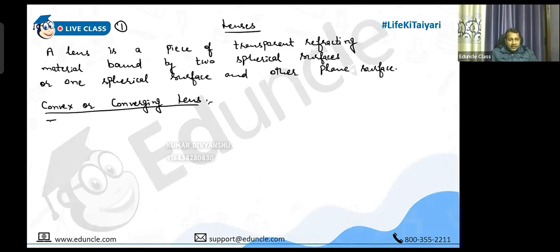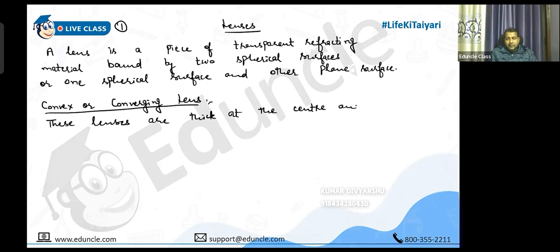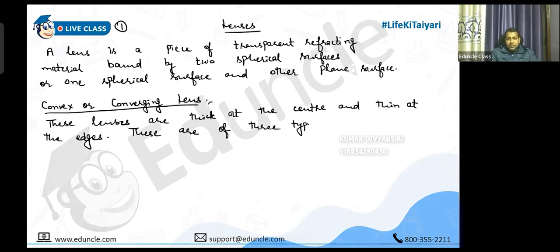A convex lens is thick at the center. These lenses are thick at the center and thin at the edges. These are of three types. The first one, which is most widely used, is the double convex lens, or simply the convex lens. Double convex is of this kind. Both surfaces are convex.